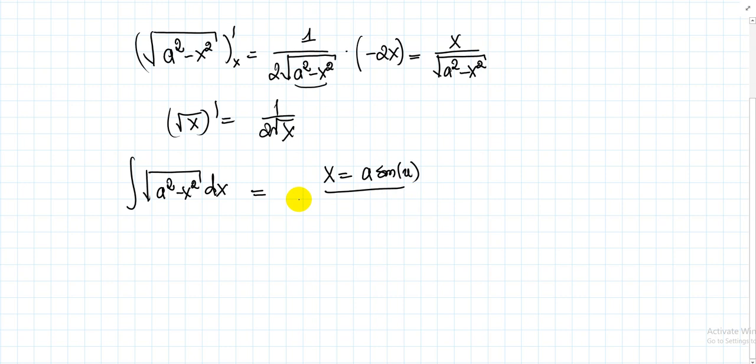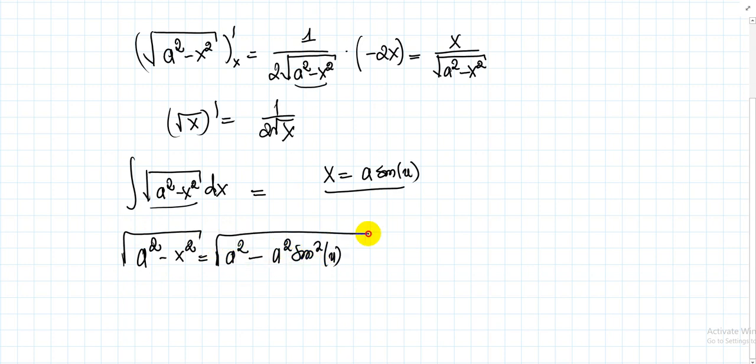For example, let's substitute x here. If x is equal to a multiplied by the sine of u, what is a squared minus x squared? A squared minus a squared sine squared of u, right? Under the square root, if you take out a squared from the brackets, you will have a squared multiplied by 1 minus sine squared of u. What is 1 minus sine squared of u? It's cosine squared of u. If you take the square root, what will you have? a multiplied by the cosine of u, right? You see? So we eliminated the square root.